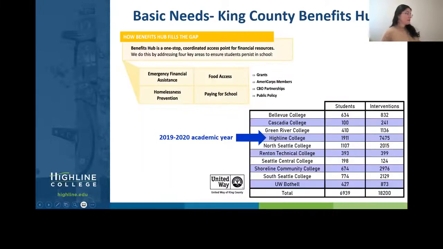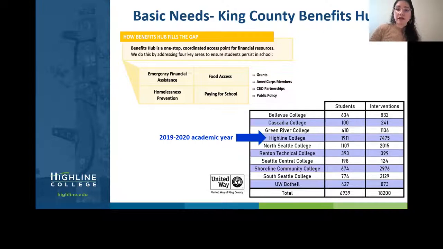And so the last part here is just more of zooming out King County wide. So we have the Benefits Hub King County. That's their model, their strategy there in the yellow. This is from last year's report of all the schools that participate in this Benefits Hub program, where students meet with our AmeriCorps coaches. They get signed up for public benefits, healthcare, ORCA cards, discount utility programs. They get referred to financial coaching and legal services and mental health services.